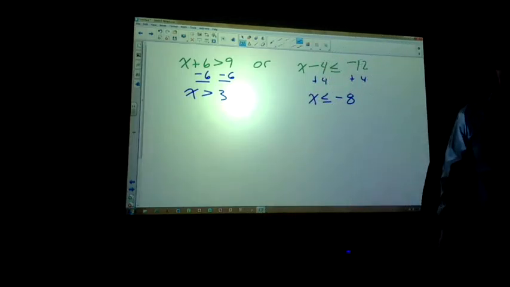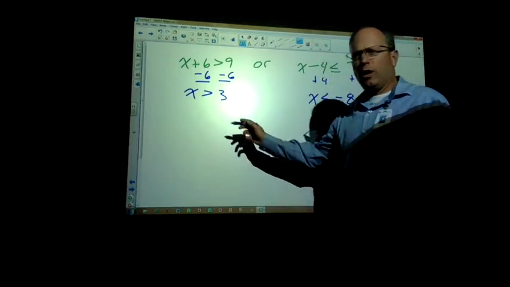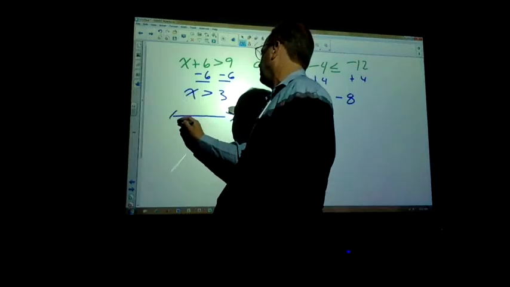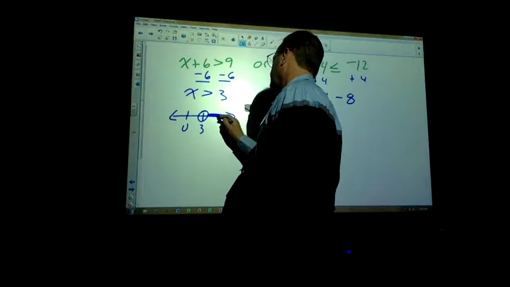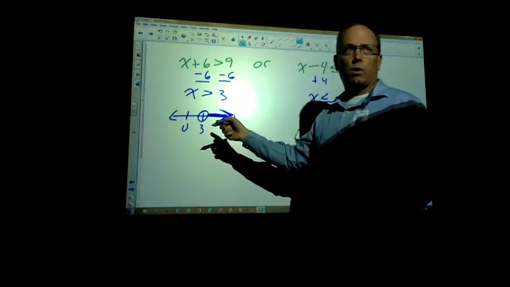Feel okay with that? Feel okay? So this on a graph would be looking like this, I believe. 0 and I have 3. Open dot going this way. Infinity. Agree? Everyone feel okay with that?